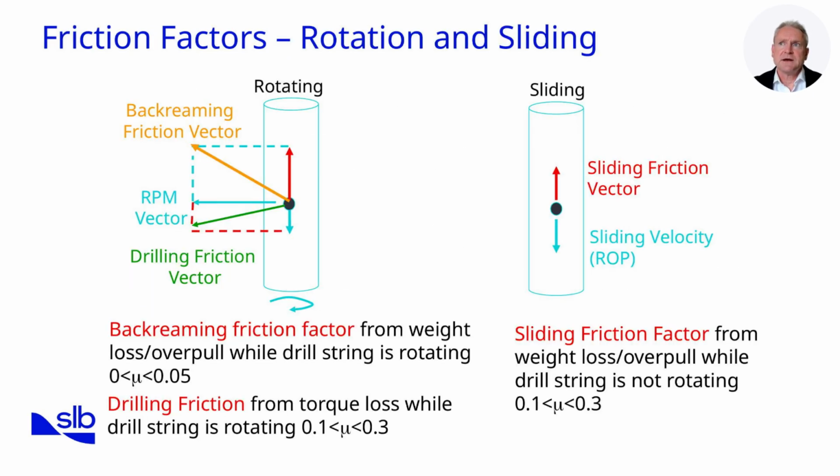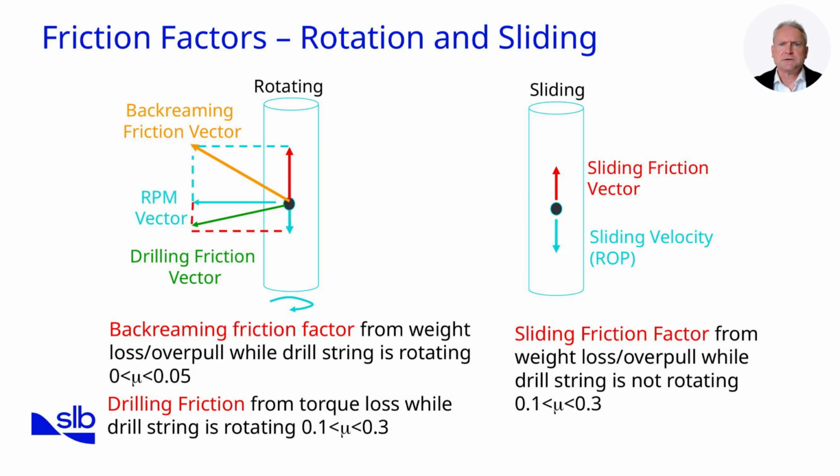We compare the friction factors measured during sliding and those measured while rotating. Understanding this difference is important because the mechanical behavior of the drill string changes depending on whether it is in rotation or purely sliding axially. When the drill string is sliding without rotation, the measured sliding friction factor typically ranges between 0.1 and 0.3. This represents the resistance from axial drag due to side forces between the drill string and the borehole wall. During sliding operations, friction opposes pipe advancement and directly influences slack-off and pickup weights.